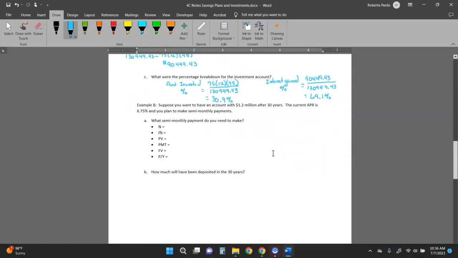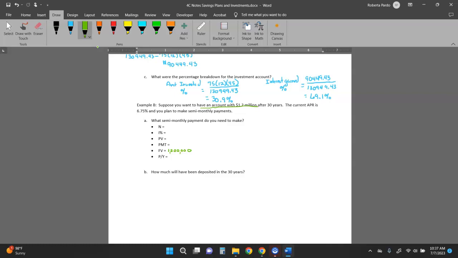So let's look at this different problem. Suppose you want to have an account with $1.2 million after 30 years. So this time we want to end up with $1.2 million. So we have $1.2 million. That's what we want to end up with after 30 years.